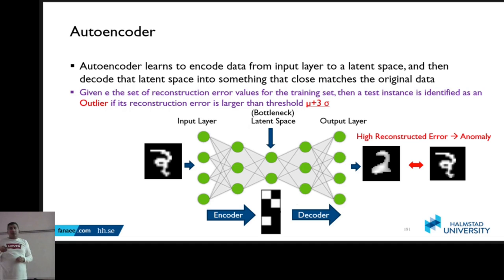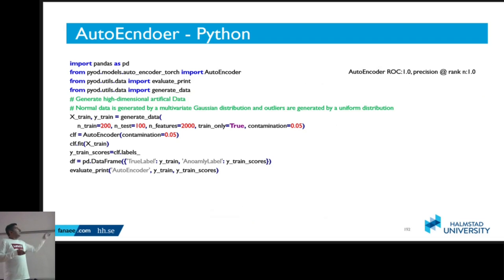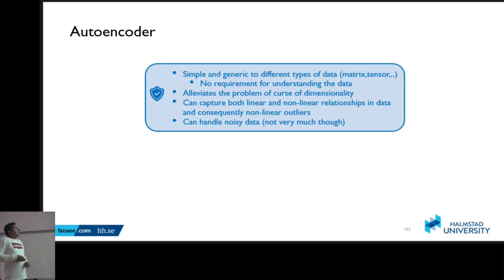That's how we use an autoencoder for anomaly detection. Just compute the reconstruction error of the output after learning. So this is the code. This autoencoder is simple and generic to different types of data.